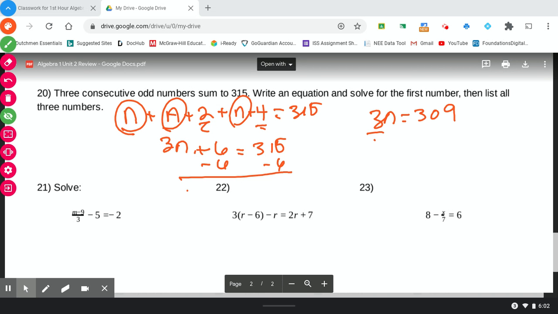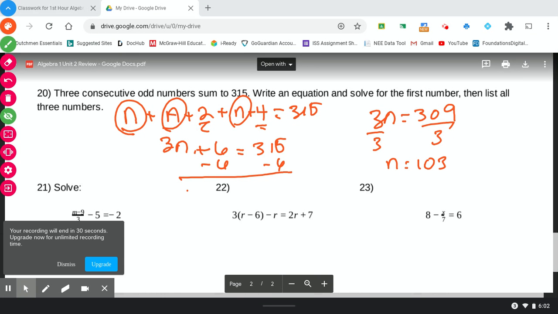Right? If we divide both sides by 3, we end up with n is 103. So the first number is 103, the second number would be 105, and the third number would be 107. Okay? All right.